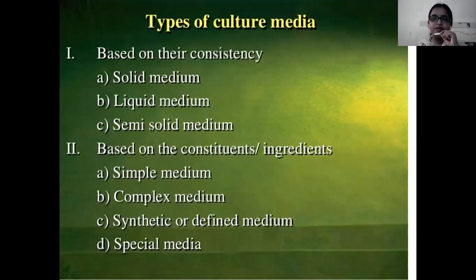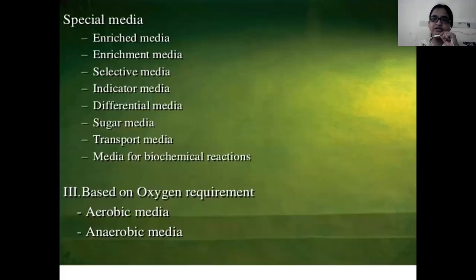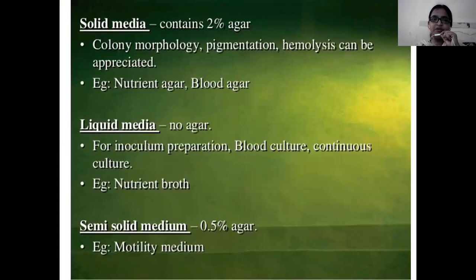So coming to the types of culture media, based on their consistency, we have solid medium, liquid medium, and a semi-solid medium. And based on the constituents or ingredients, media are of four types. They are simple medium, complex medium, synthetic or defined medium, and special medium. Let us have a look at each type of media. Under the special media, examples are enriched media, enrichment media, selective media, indicator media, differential media, sugar media, transport media, and media for biochemical reactions. And the same way, based on the oxygen requirement, we have aerobic media and anaerobic media.